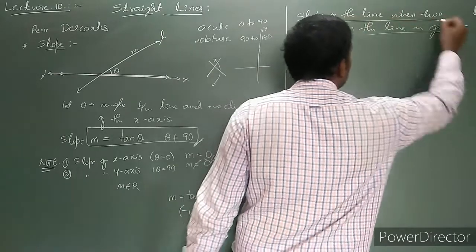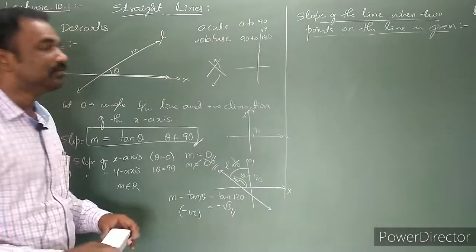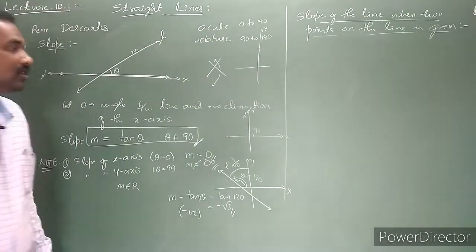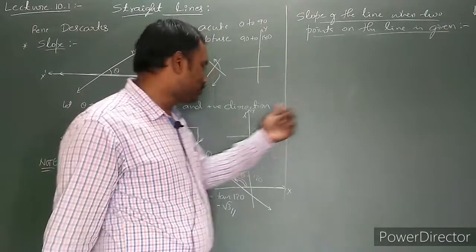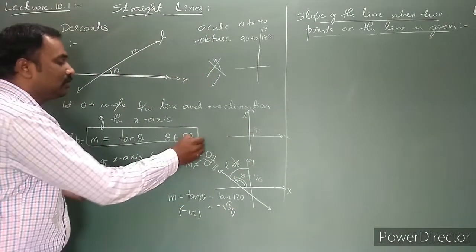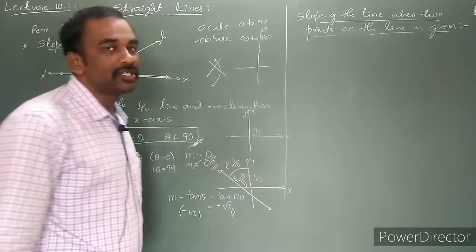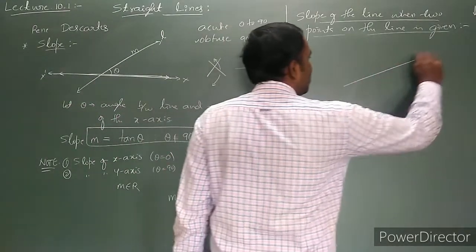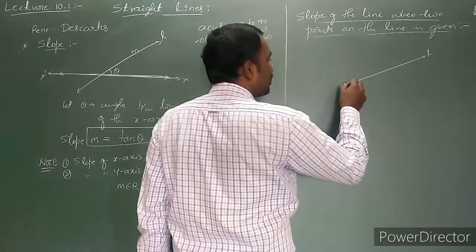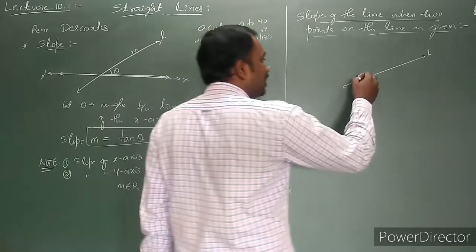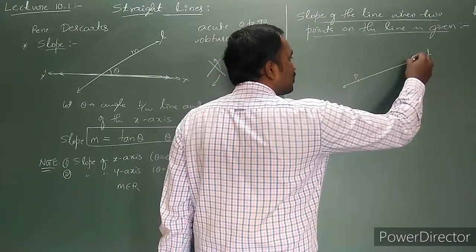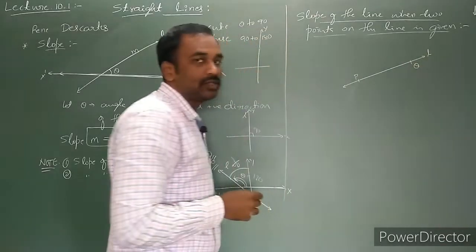Whenever the angle between the line and the positive direction of the x-axis is given, in that case we have already found the slope of the line. M is equal to tan theta. Whenever 2 points on the line are given, suppose this is the line here. 2 points are given. What are the 2 points? I just consider P and Q as the 2 points.